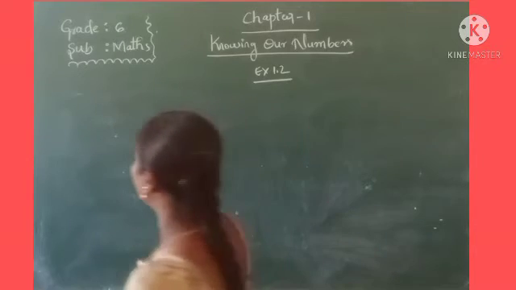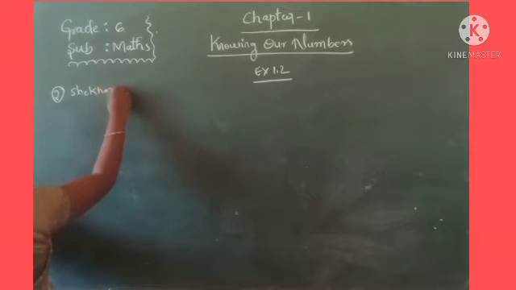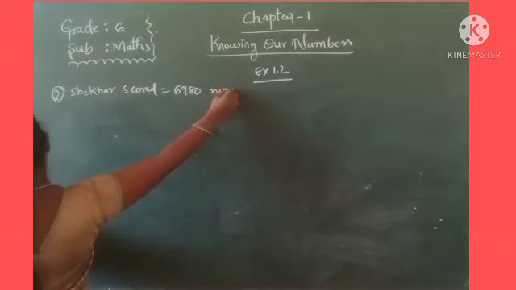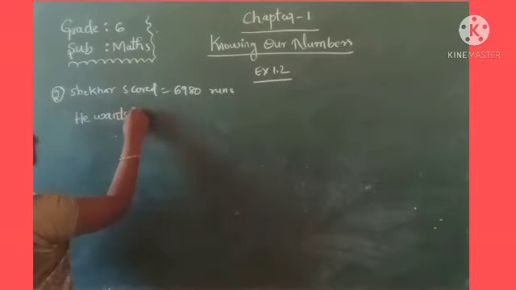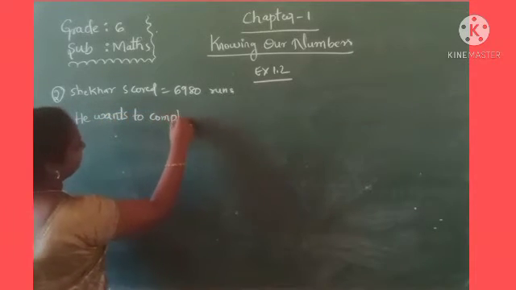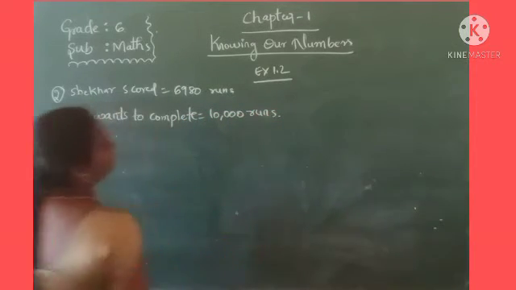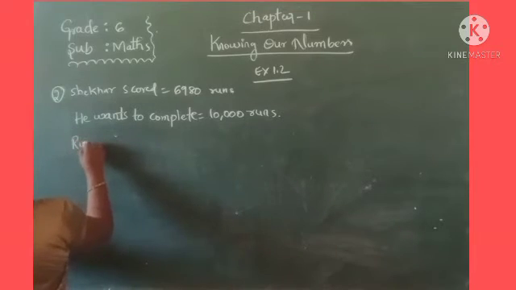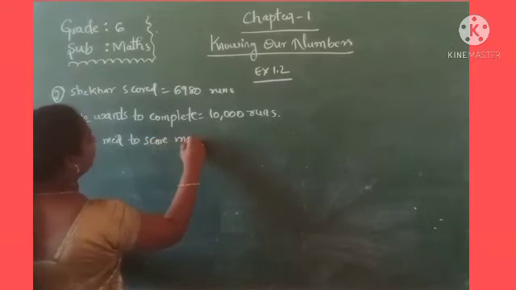For that, first, what is given? First, Shekhar scored how many runs? 6,980 runs. Very good. He wants to complete how many runs? 10,000 runs. Okay. So, how many more runs does he need to score?